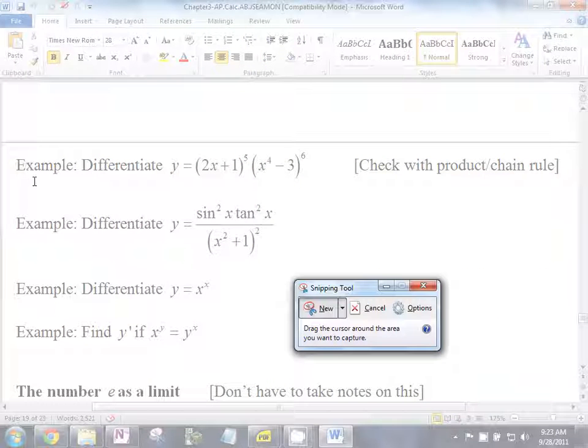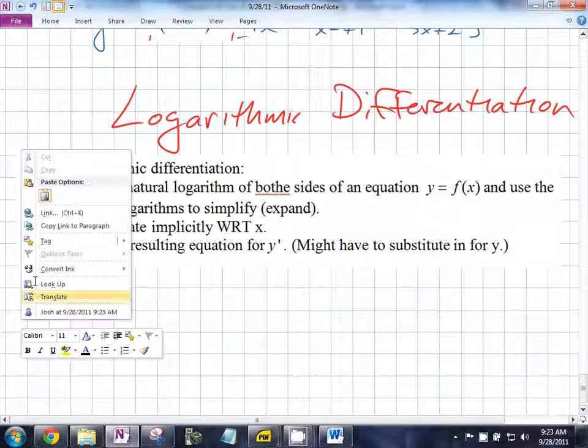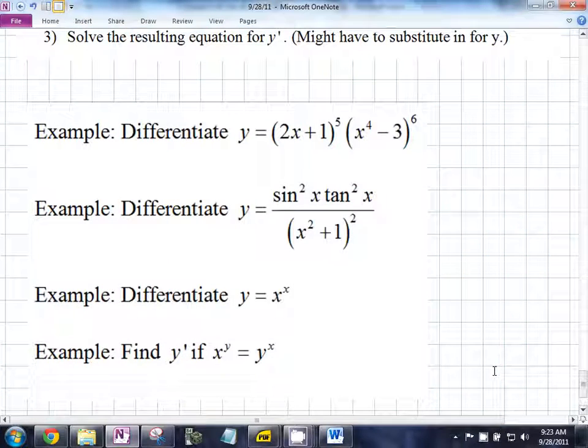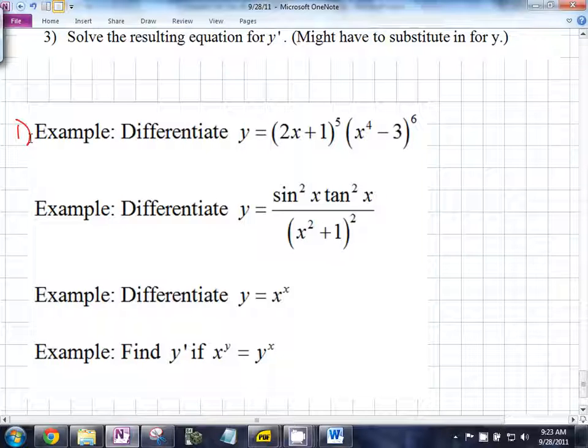I like... You know what? This is a good order. Do them in this order. This will be a good lead-in, yeah. Do them in that order. And you're using logarithmic differentiation. Y is equal to that thing. So you end up with y prime is equal to 2x plus 1 to the 5th times 4x minus 3 to the 6th times this.